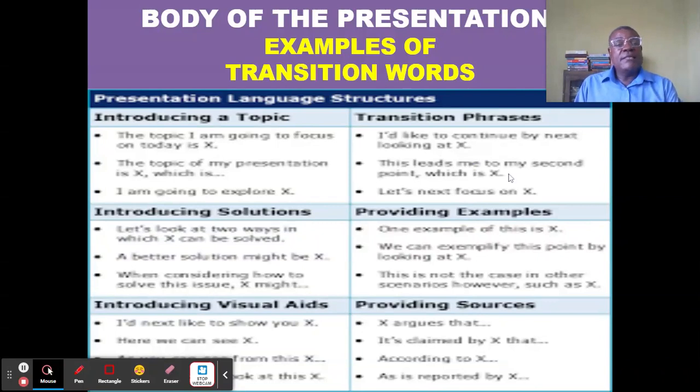Or you can say, this leads me to my second point, which is X, for example. Or let's next focus on X. Then you mention what you are going to talk about next. It's always important for you to let them know what you are going to do next.